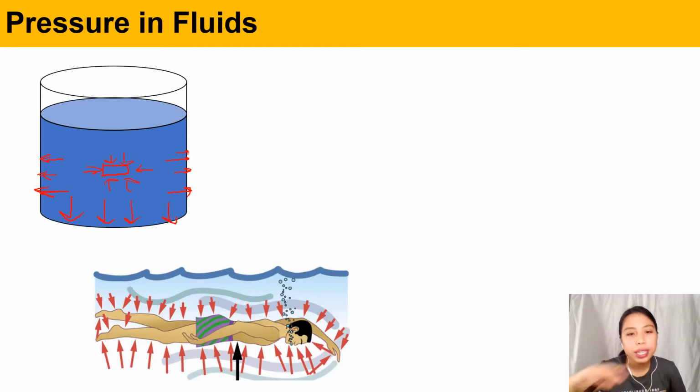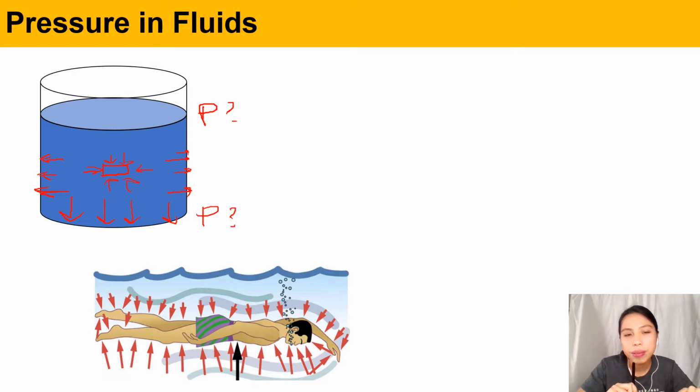If you have an object, like if you're swimming in the pool, you have all these tiny little red arrows squashing you everywhere. Why is that? Because water is pulled down by gravity, so they all want to press down. We talk about pulling down, pressing down, all this stuff. Where do you think the water pressure is the greatest in this container? Is the pressure the greatest here or here at the bottom?